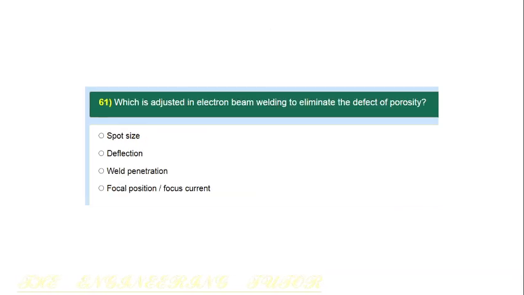Okay, our last question: what is adjusted in electron beam welding? Electron beam welding uses an electron beam to produce the heating effect, and it can eliminate the defect called porosity. How do we eliminate the porosity? Options: changing the spot size, deflection, weld penetration, focal position. Deflection is a process carried out in electron beam welding. By adjusting the deflection, we can remove the porosity defect in electron beam welding.